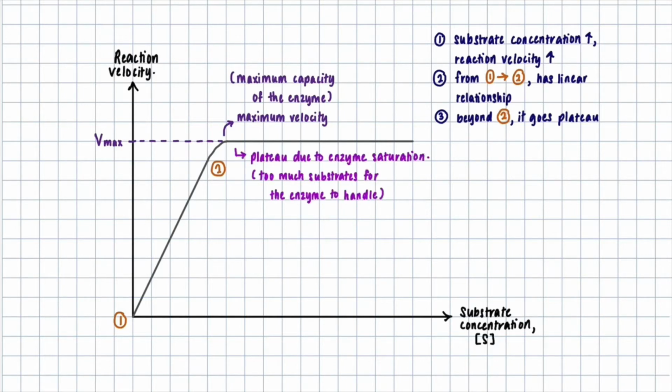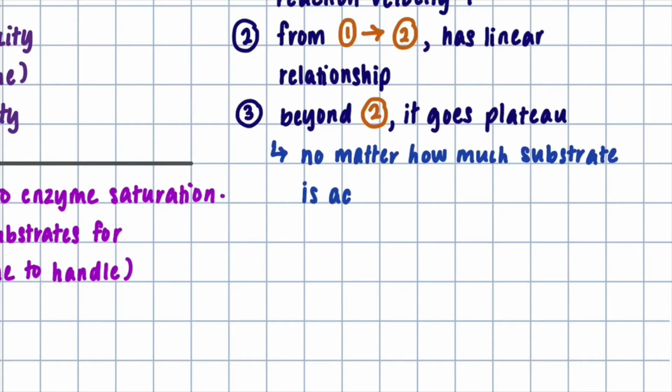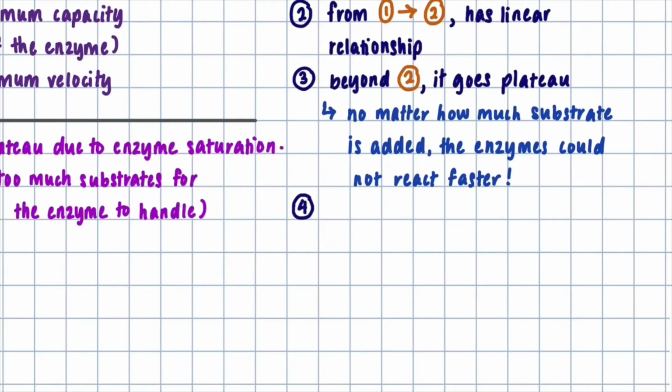The line goes plateau due to enzyme saturation. The enzyme is saturated when there are too many substrates for it to handle. At this point, no matter how much or less substrate is added, the enzyme simply could not react any faster.